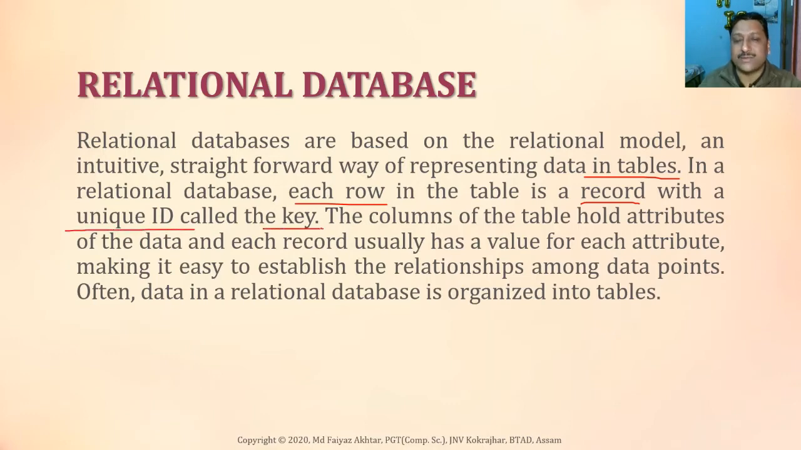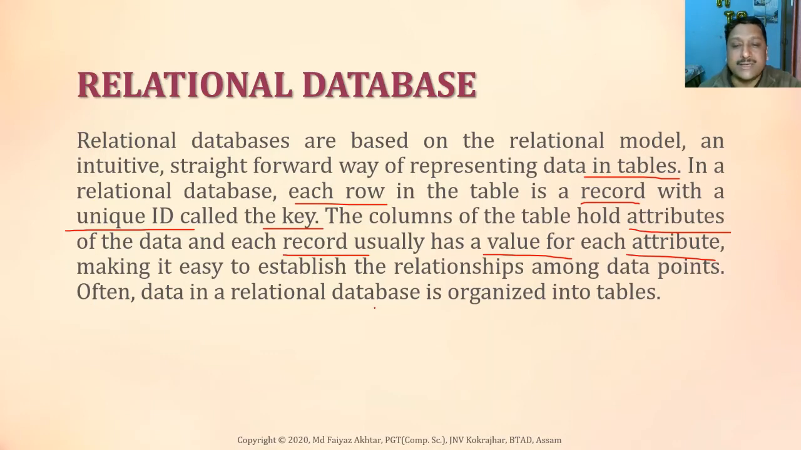Now, what happens in a table? To keep each individual record, each row, as a unique row, every row is provided with a unique number or unique ID, and this unique ID is known as the key. The columns of the table hold attributes of the data, and each record usually has a value for each attribute, making it easy to establish the relationship among data points.